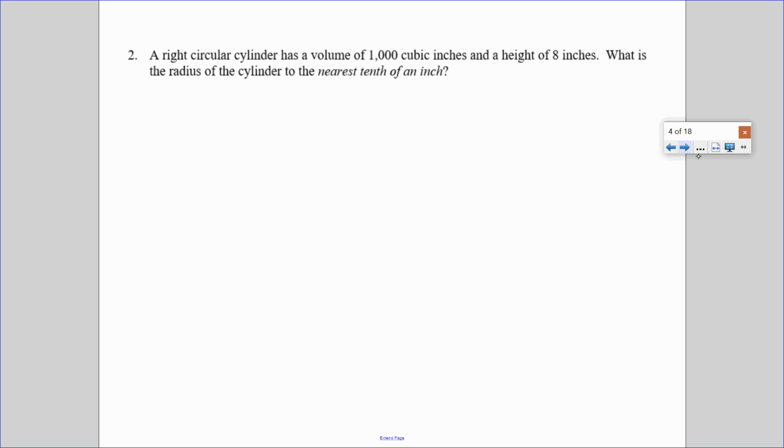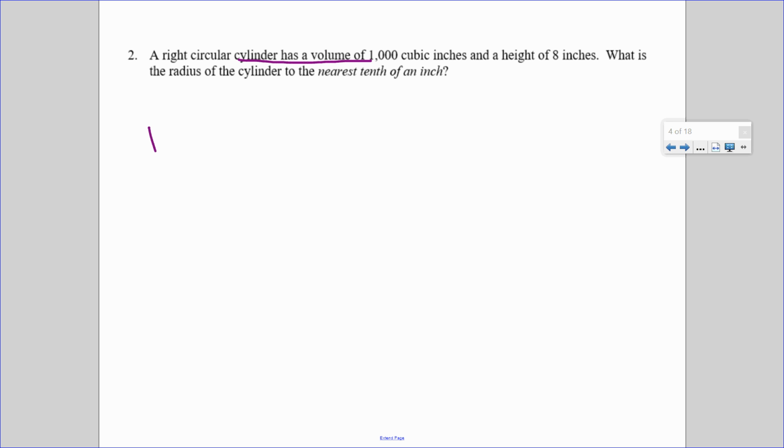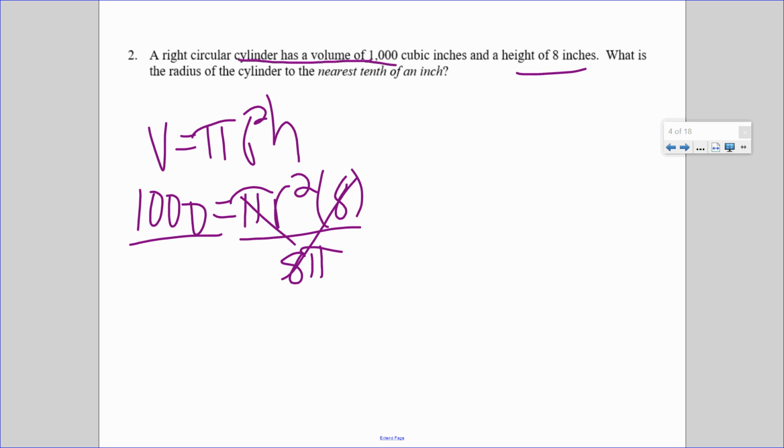A right circular cylinder has a volume of 1,000. Volume of a cylinder. I go to my reference sheet, volume of a cylinder. V equals pi r squared h. The volume's 1,000, so I replace V with 1,000. Pi, it's asking for the radius, so that's r. The height, it says, is 8. It wants me to solve for r, so I have to do algebra. To get r by itself, I'm going to divide both sides by 8 pi.